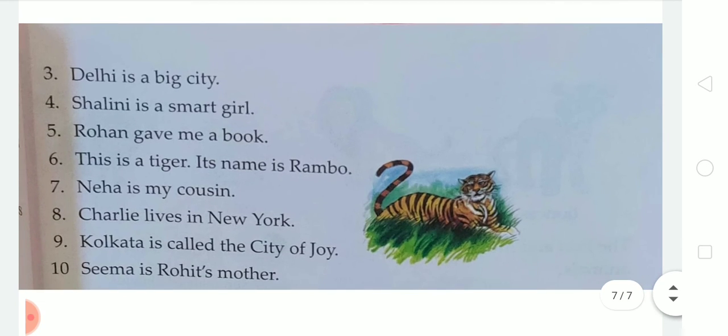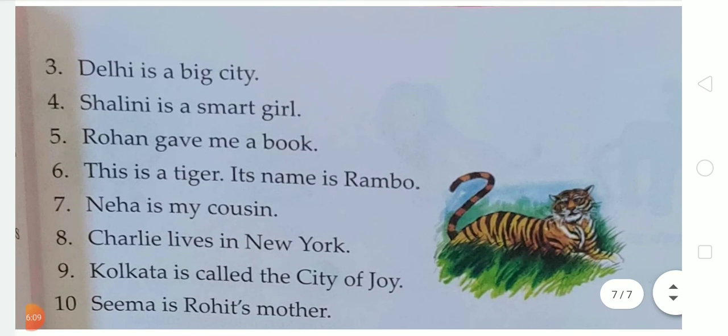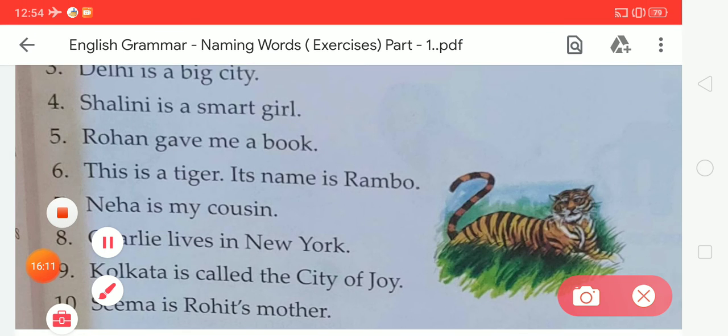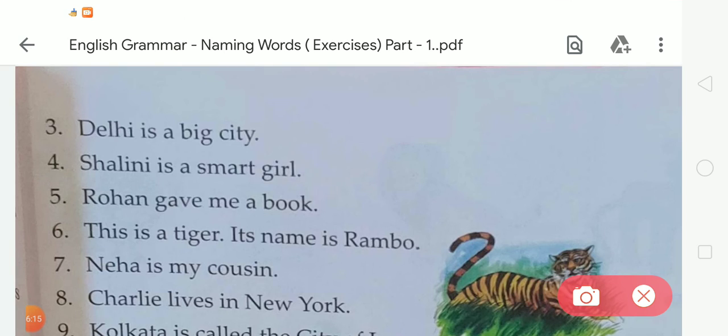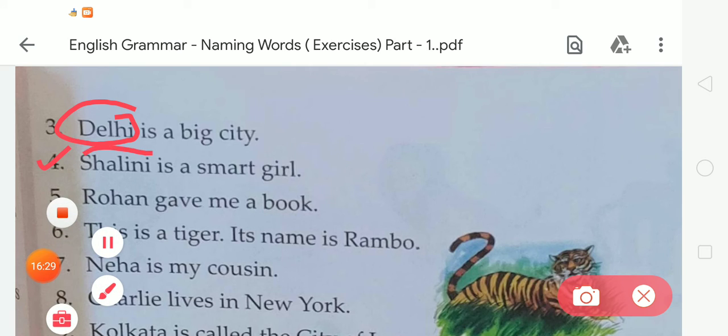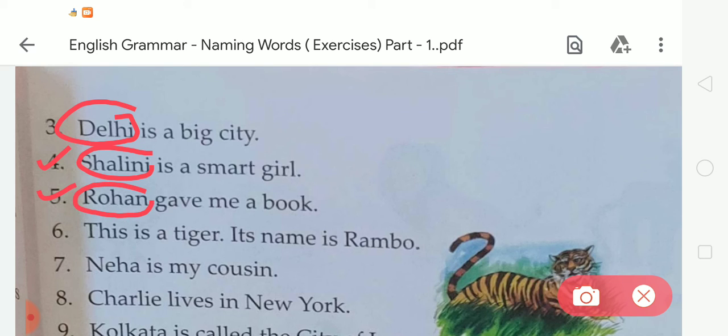Now the next, number 3: Delhi is a big city. So tell me which word begins with a capital letter. In this sentence the given word Delhi begins with a capital letter, so we have to circle the given word Delhi. Now the next, number 4: Shalini is a smart girl. Here the given word Shalini is a special name, so we have to circle it. Now the next, number 5: Rohan gave me a book. So we have to circle the given name Rohan.